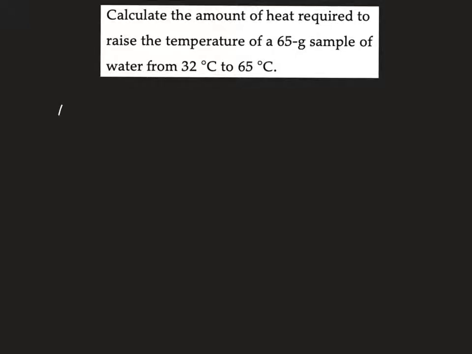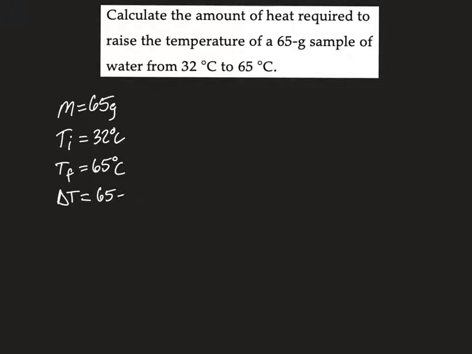This is problem 75 from chapter 3. We're looking for the amount of heat required to raise the temperature. We know the mass is 65 grams. We know that the initial temperature is 32 degrees Celsius and that the final temperature is 65 degrees Celsius. So the change in temperature, delta T, is 65 minus 32, and we get a positive 33.